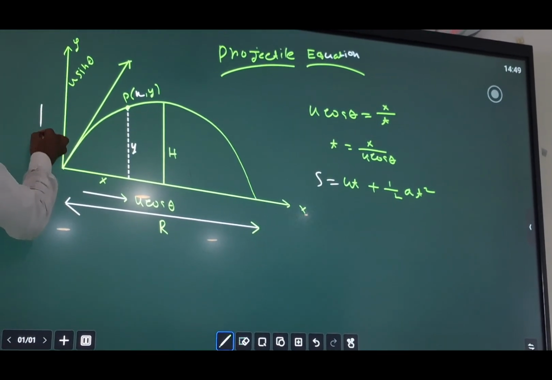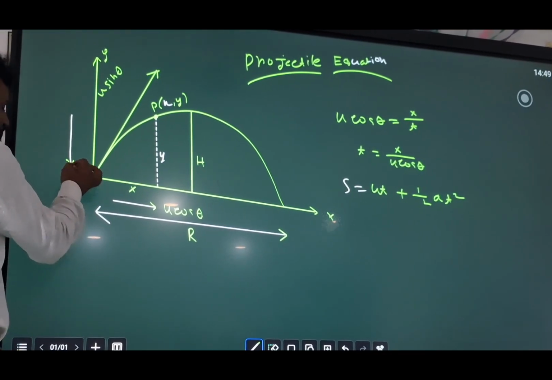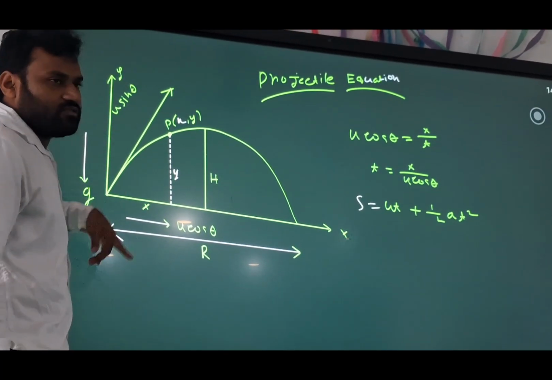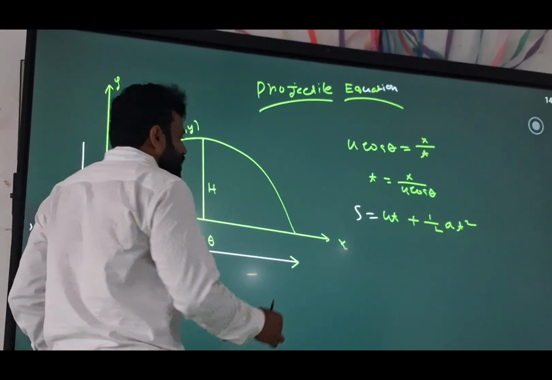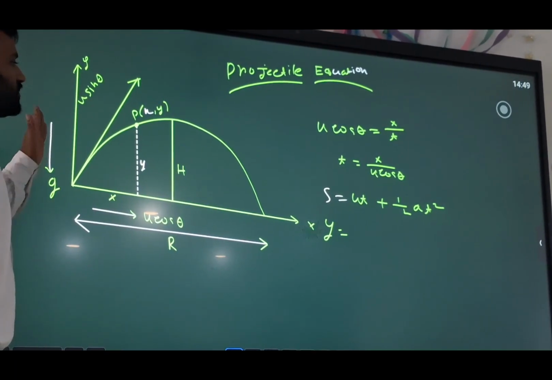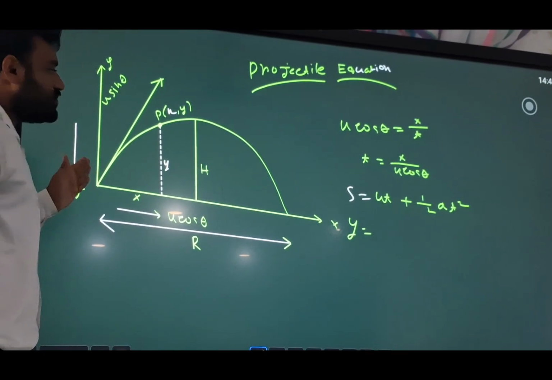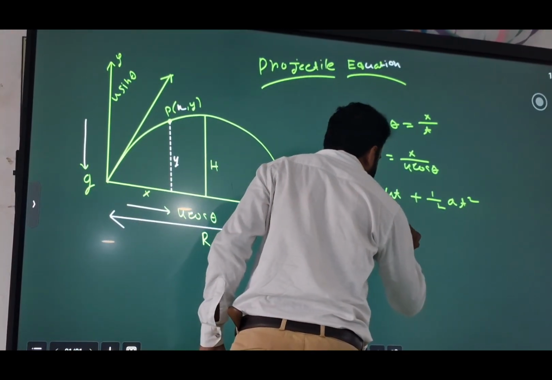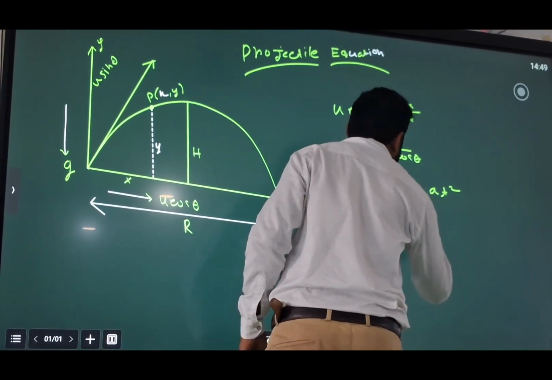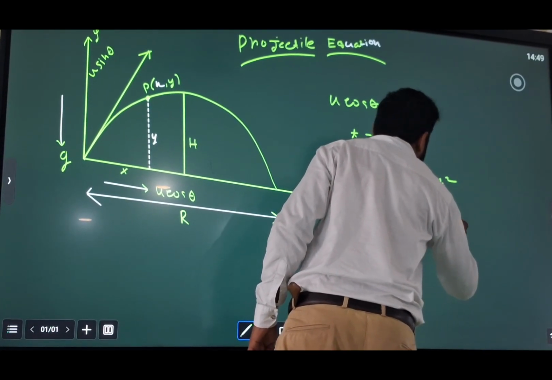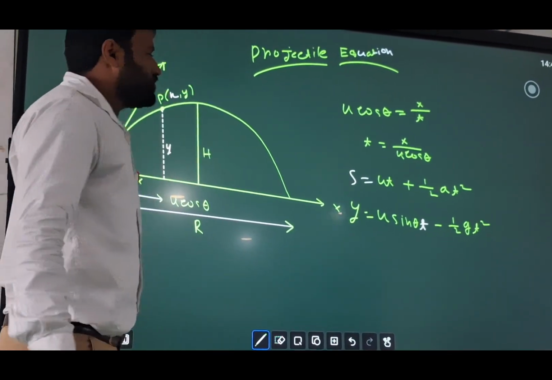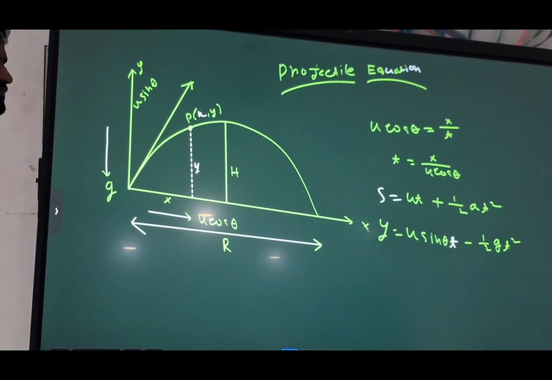We know gravity is working downwards, and the displacement here means the vertical displacement. This is the y. So y equals u, meaning the vertical speed, u sin theta, into t, minus half of g t square.